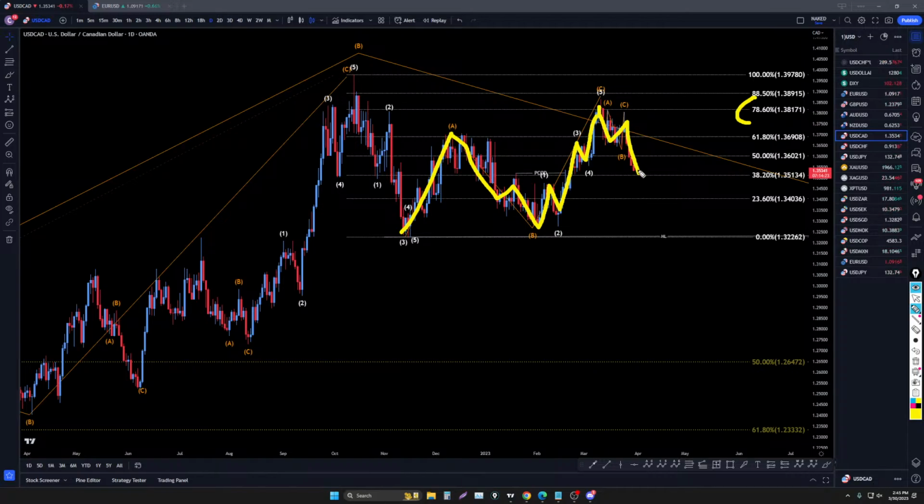I think we're in the middle of a wave 3, and it's probably got a long ways to go to continue the downtrend. I think this is going to go down to about the 100% Fibonacci extension, which you can't even see on this chart because it's so far down.